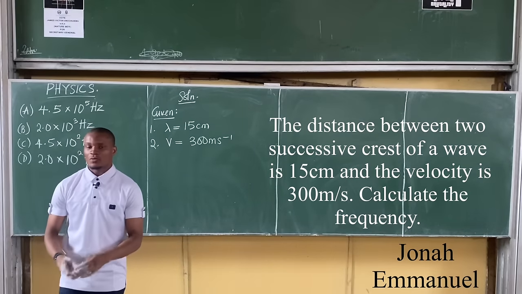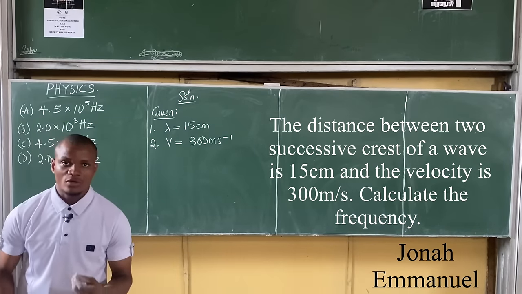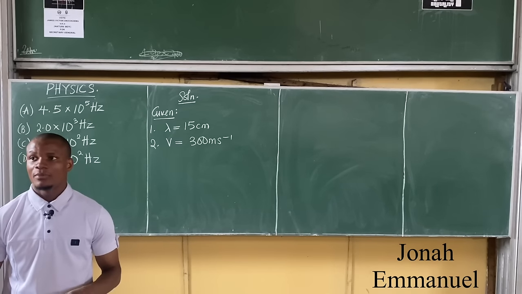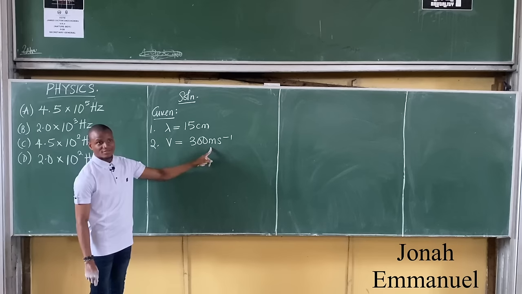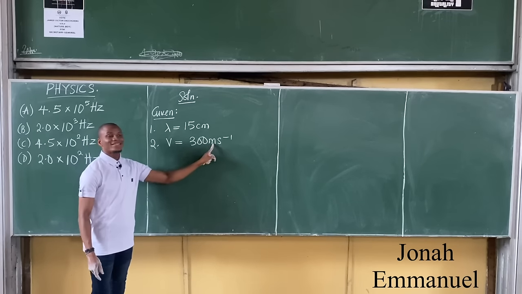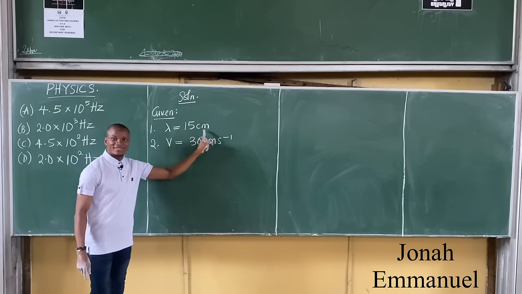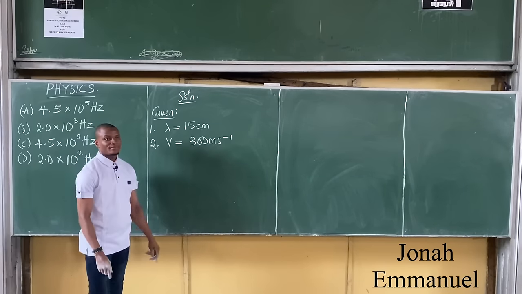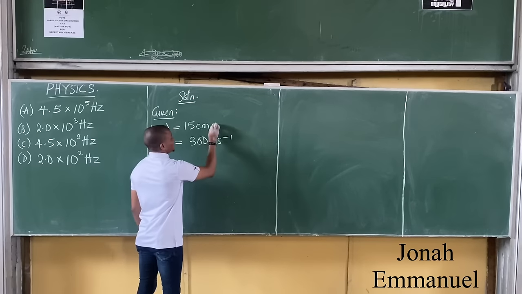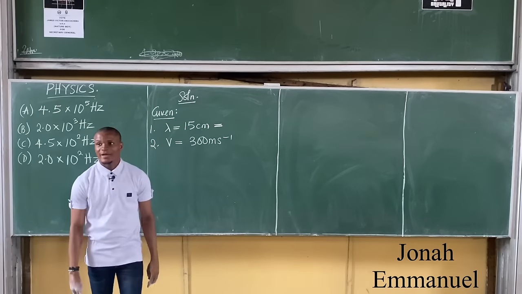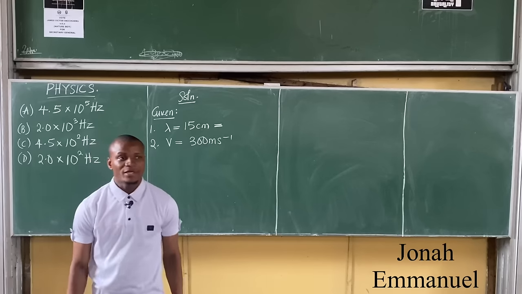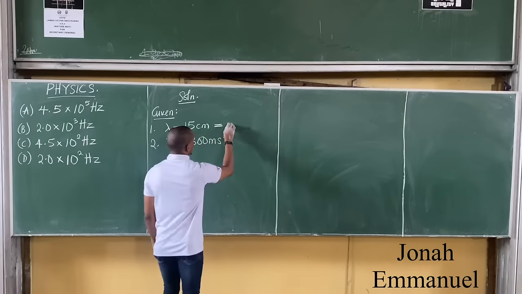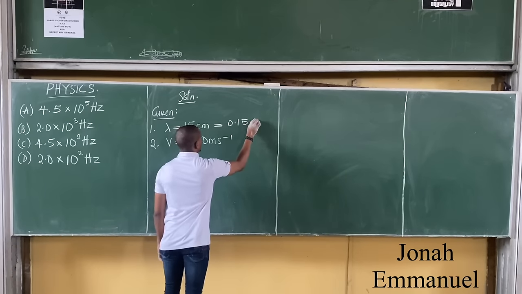Case 1, list out the parameters. Case 2, do your conversion. Am I converting, yes or no? Yes. But observe, this is in meters, and this is in centimeters. So convert centimeters to meters. To convert from cm to meter, you divide by 100. So divide 15 by 100. What do you get there? 0.15 in meters.